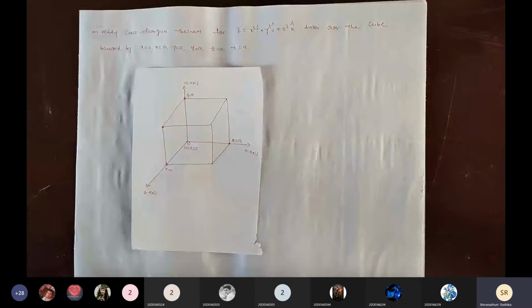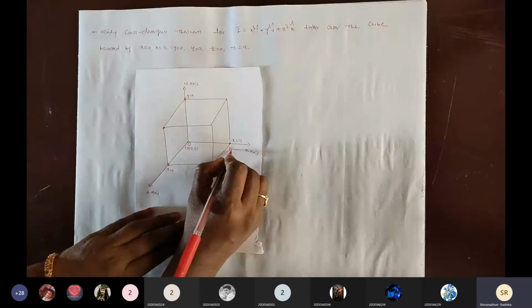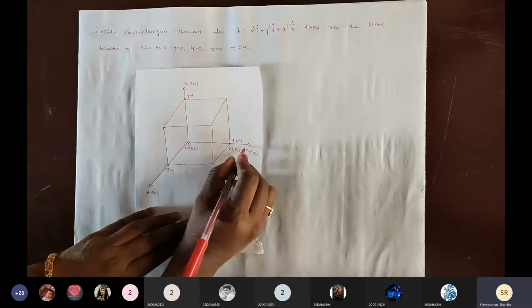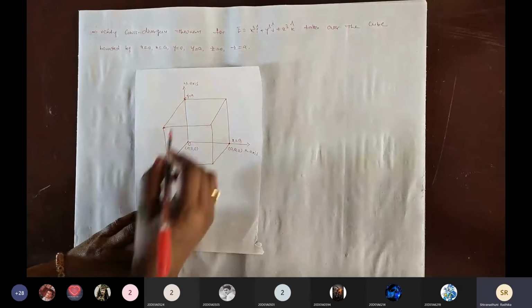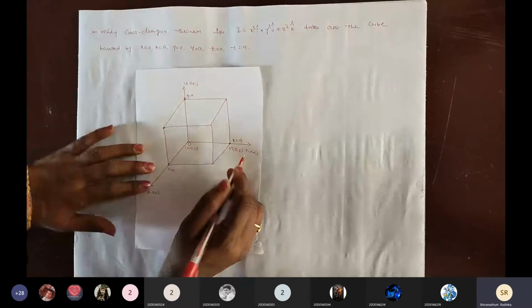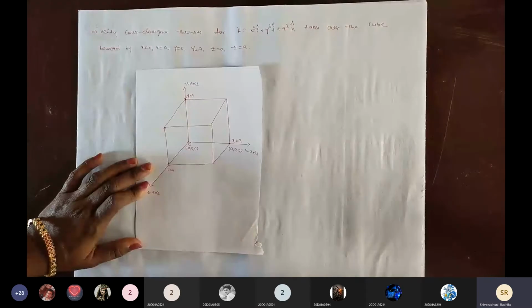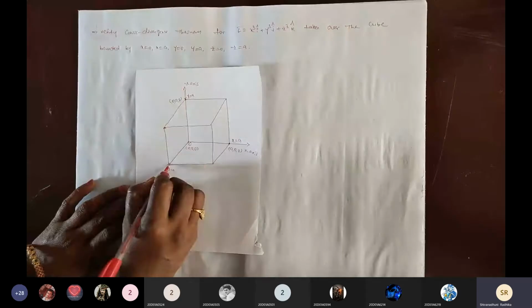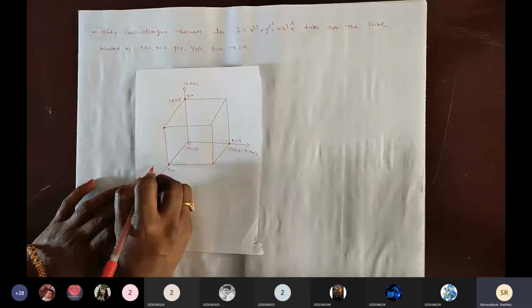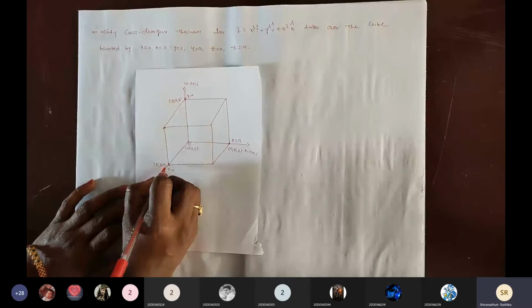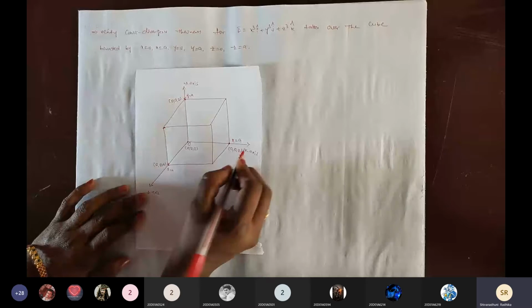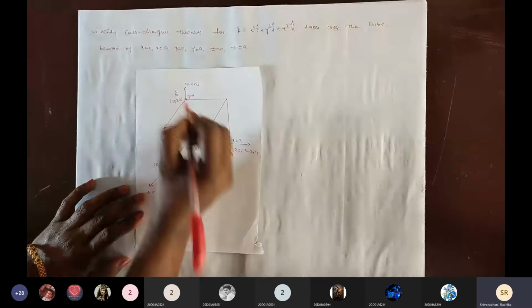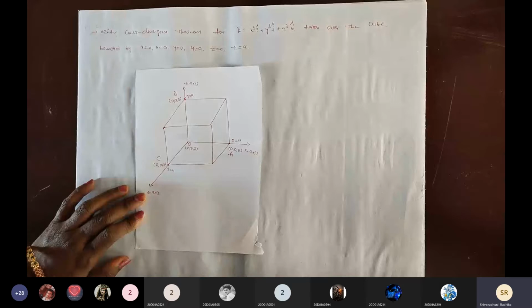On the x-axis, this point should be (a, 0, 0), because on the x-axis the y and z values are zeros, right? Now here on the y-axis, the z and x values are 0, so this is (0, a, 0), right? On the z-axis, x and y are zeros. See, this is (0, 0, a). Clear? Now this is capital A, this is capital B, and this is capital C, completed.